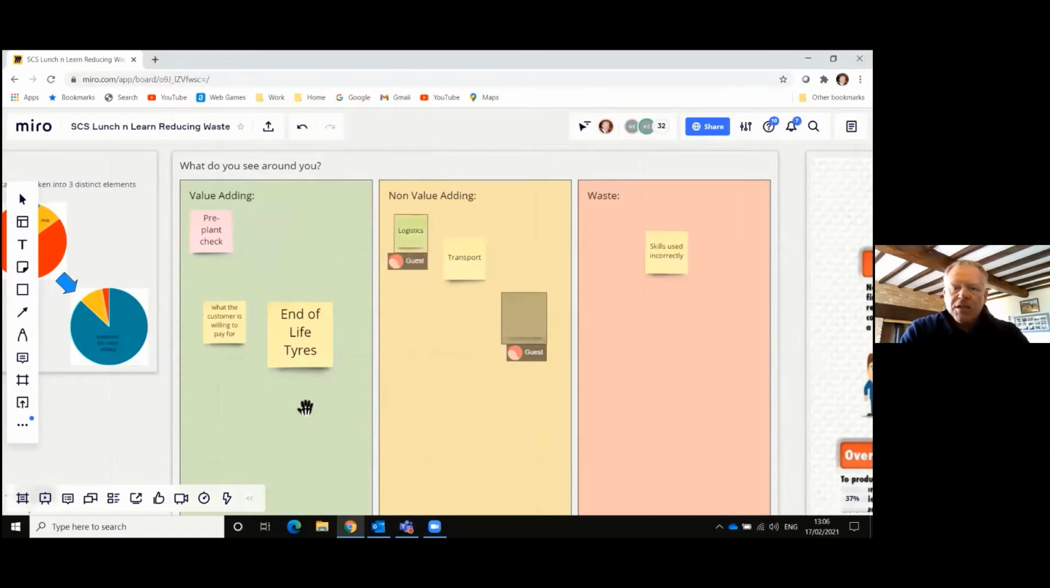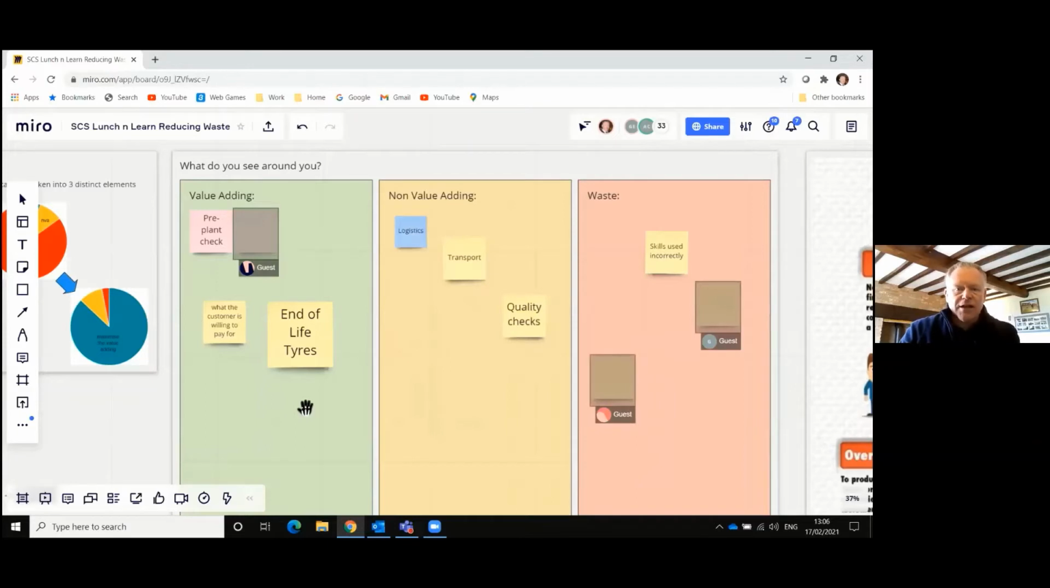Logistics, potentially non-value added. And again, I'll use the example of if we deliver the right thing right first time, it will potentially be seen as a non-value added. But if we were to get the wrong delivery delivered to the wrong place at the wrong time, that for us would be seen as waste.